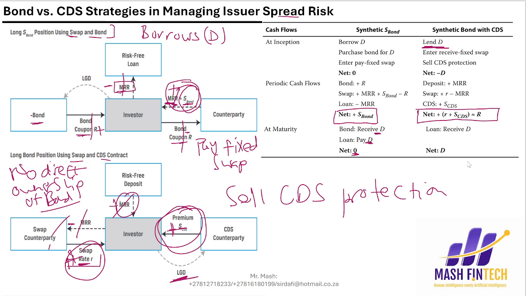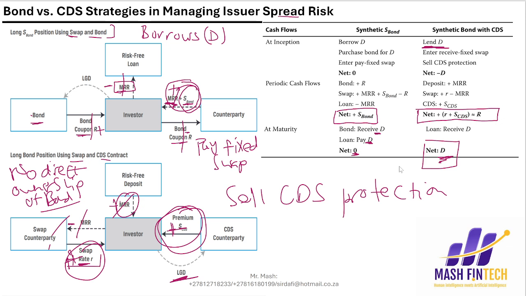So the takeaway from this is basically that we put two synthetic positions, where the first one, you actually need to have the bond, and to get the bond, you borrow money, you get the bond, and then you enter into a pay fixed swap, where you pay a fixed amount. The amount you are paying as a fixed amount is the amount you are getting from the bond you purchased. You purchase the bond by borrowing money, right, which you are paying at a risk-free rate.